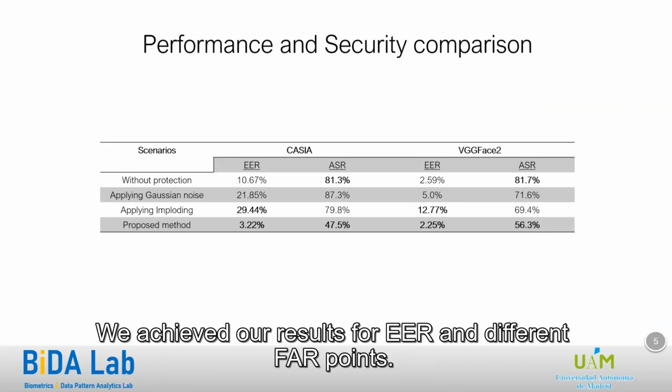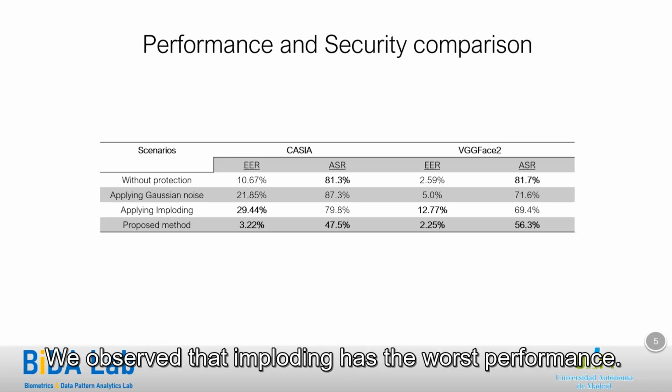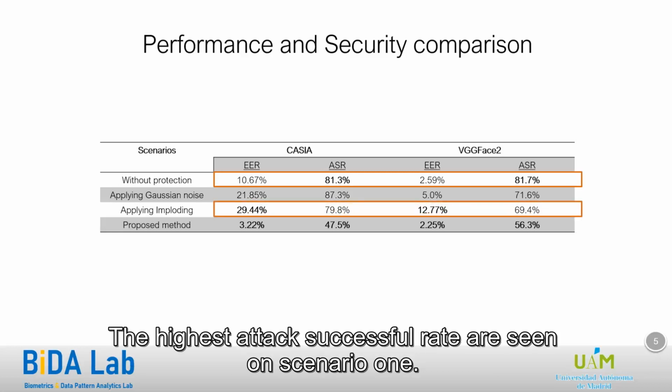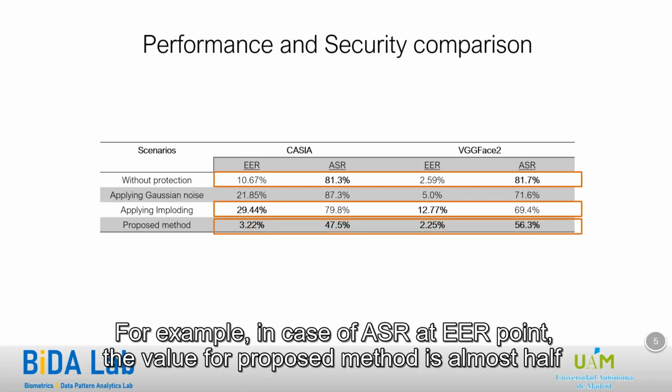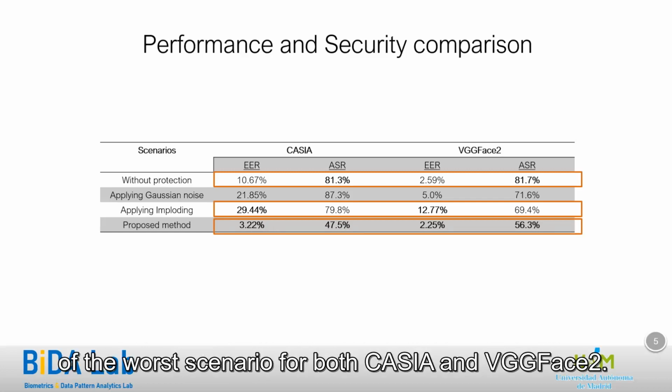We achieved our results for EER and different FAR points. We observed that imploding has the worst performance. The highest attack success rates are seen in scenario 1. Nevertheless, the proposed method excels in lowering the attack success rate and offering better performance. For example, in the case of ASR at the EER point, the value for the proposed method is almost half of the worst scenario for both CASIA and VGG Face2.